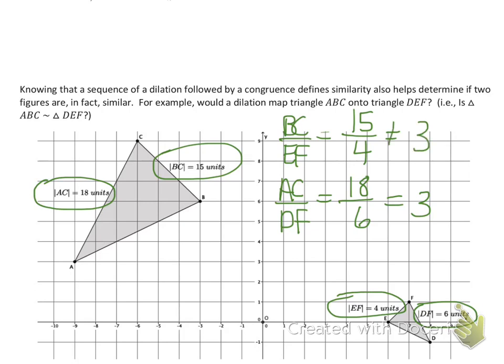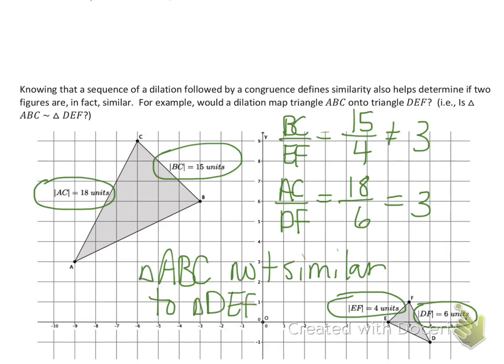Therefore, I know that triangle ABC is not similar to triangle DEF. So they're not similar because there would not be a dilation that could make triangle ABC the same size as DEF. I could not do that. Therefore, I couldn't define a dilation followed by a congruence.